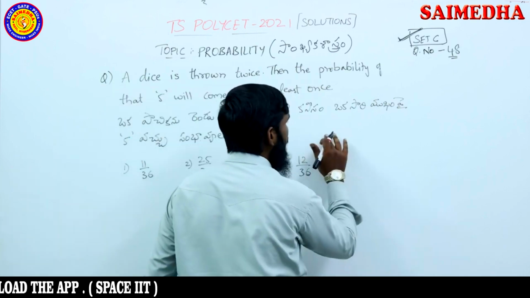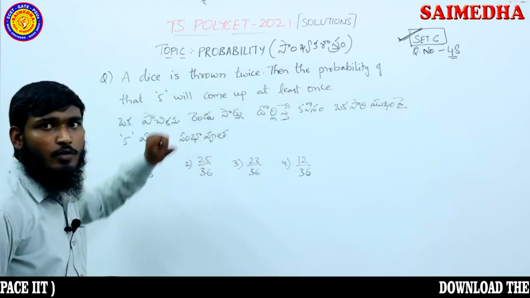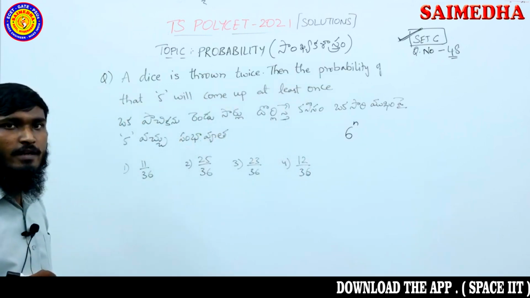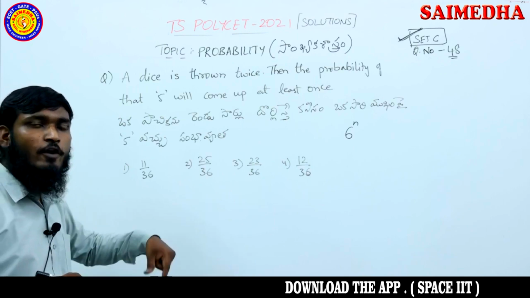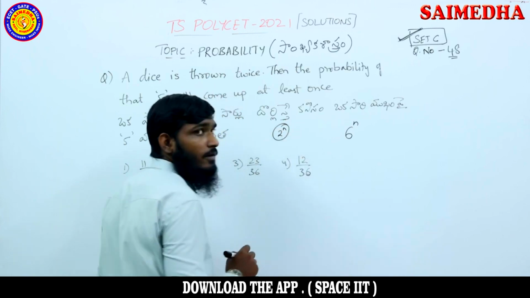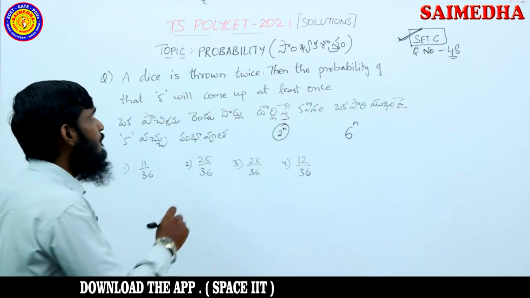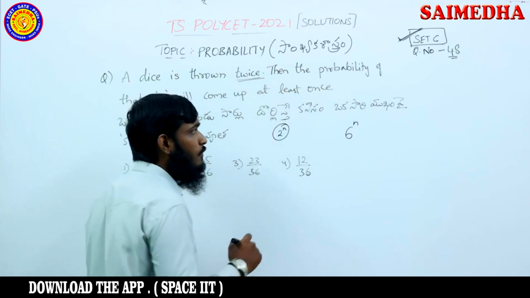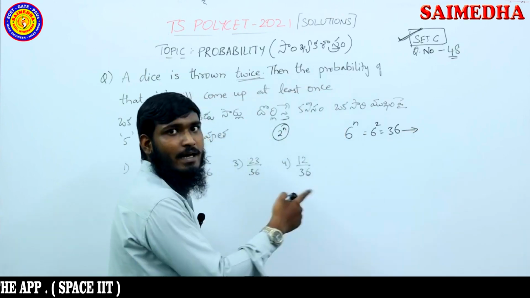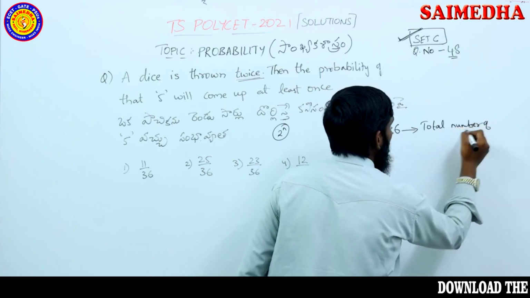If you are taking a die and you are throwing it twice, we can write the total outcomes in the form of 6 power n. Or else if you are taking a coin, you can write it in the form of 2 power n. But over here we are taking a die, so we can write 6 power n. Now what will be the value of n? The n value will be 2. So 6 square is equal to 36. So this will be your total number of outcomes. 36 is the total number of outcomes.